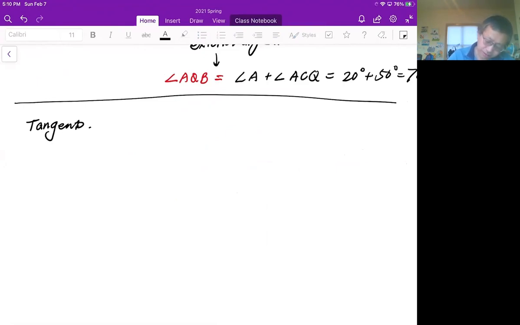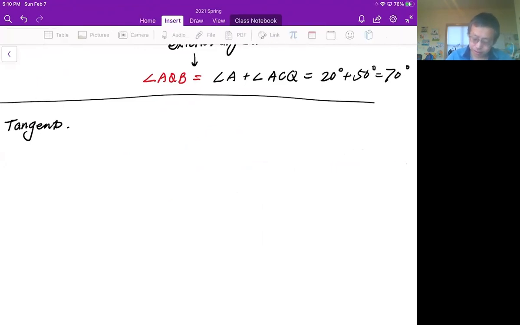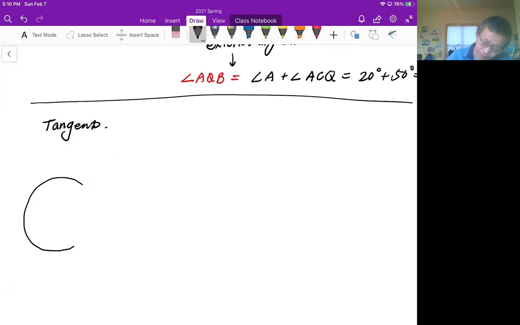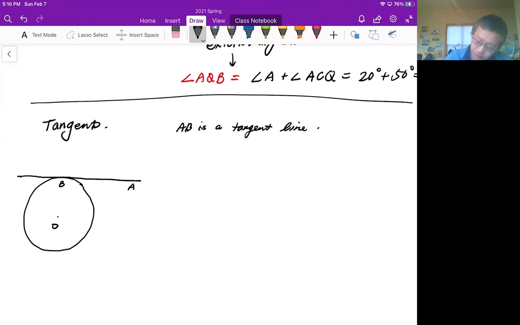Suppose I have a circle, and then you have a tangent line. First of all, what's the definition of the tangent line? So the tangent line AB here, and this is the circle O. AB is a tangent line of the circle, what does that mean? We have to have the definition. What do you mean by the tangent line?